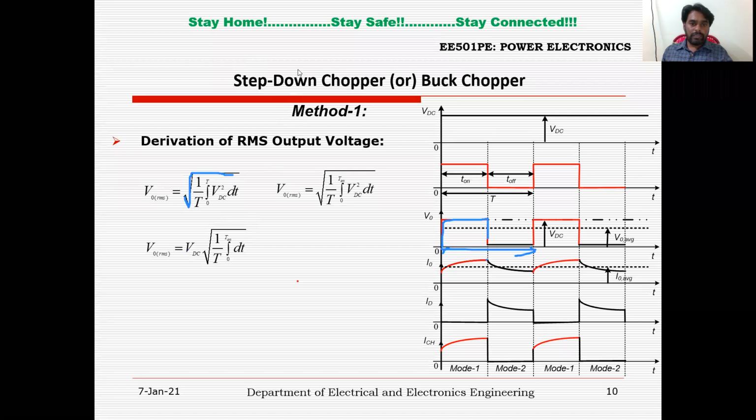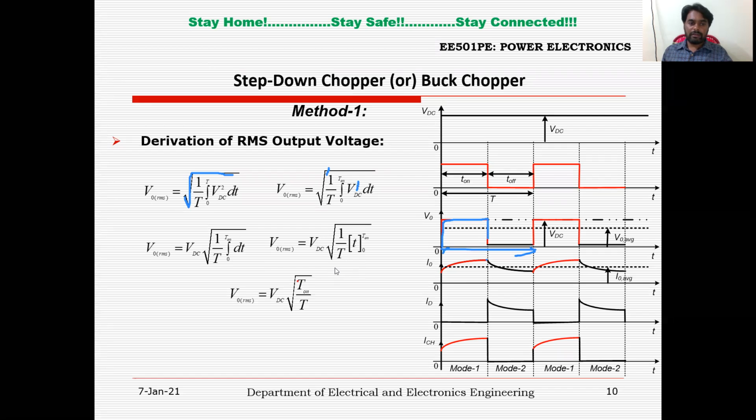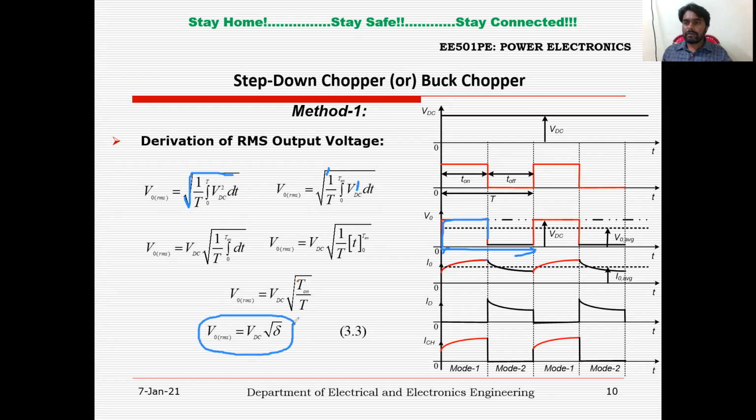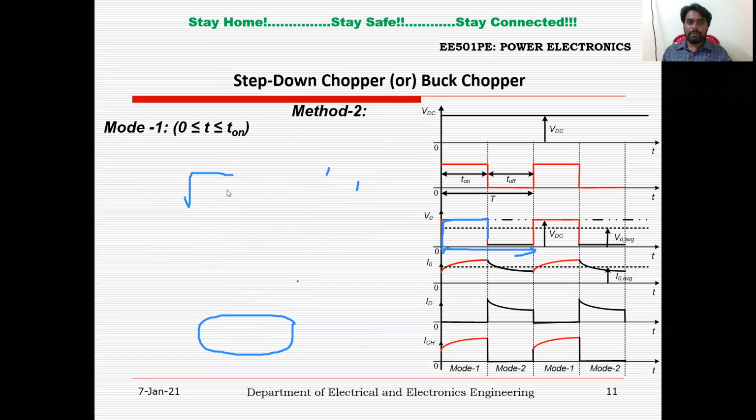And you can take the VDC out of the root, the square root will get cancelled. You can write VDC under root of 1 by T, integration from 0 to Ton into 1 into dt. And the integration of this one will be t. You just substitute the upper limit and lower limit, and you will get the RMS output voltage as VDC into under root delta, where delta is the duty cycle, right? Which is given by Ton by T.